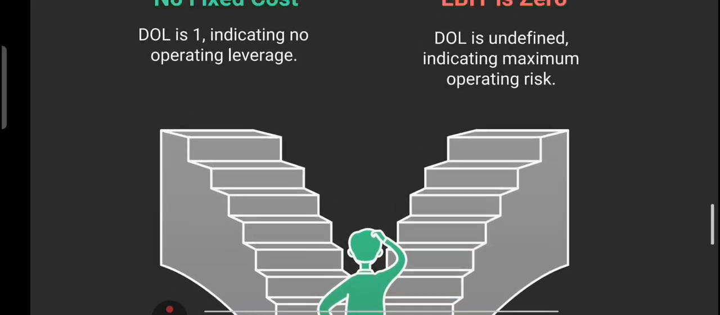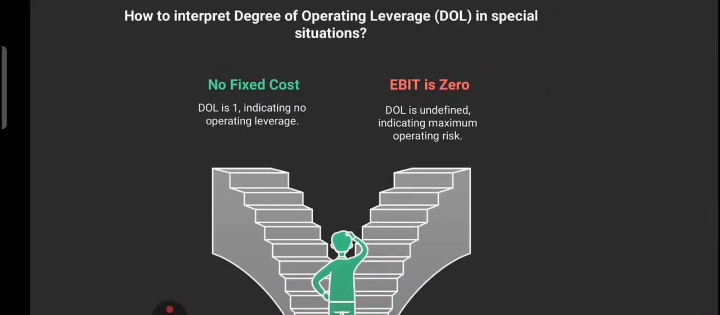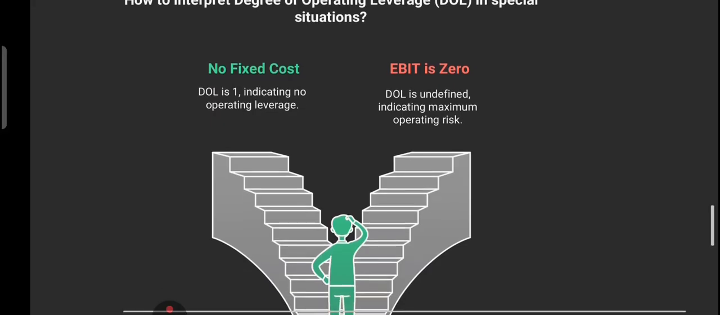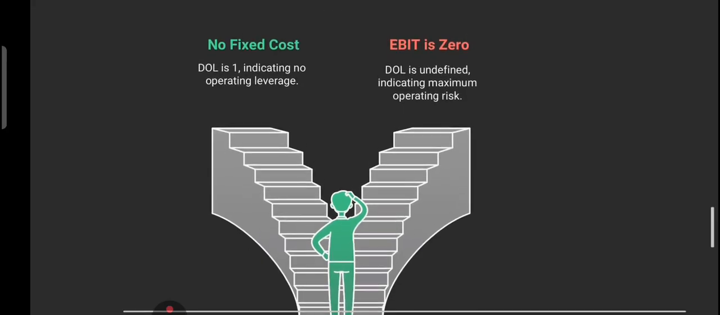So basically, let's summarize: DOL tells you how much your profit reacts to the change in sales. These are two extreme cases. On one side we have no fixed cost, when DOL is equal to 1. On the other side we have EBIT equal to 0, where DOL is undefined. In these extreme cases, the message is clear. No fixed cost, you are stable. No EBIT, you are in danger.